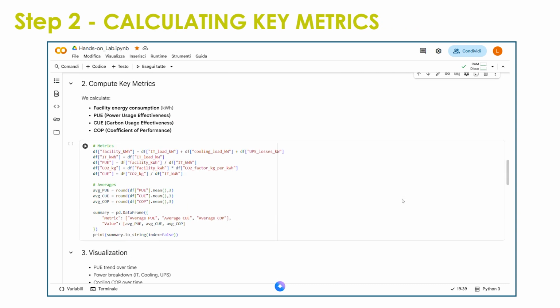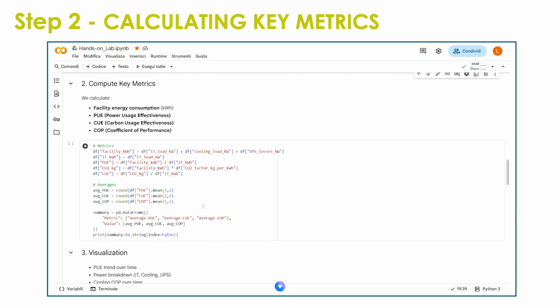Step 2 of this hands-on lab session will be devoted to calculating the key metrics for computing data center efficiency. So we will evaluate facility energy consumption, PUE, power usage effectiveness, the CUE, and the COP. We will compute these formulas starting from the data frame. The total facility electricity consumption is given by the sum of the demand of the components we have simulated before. Then we compute the PUE, given by the ratio between the facility consumption and the IT load.